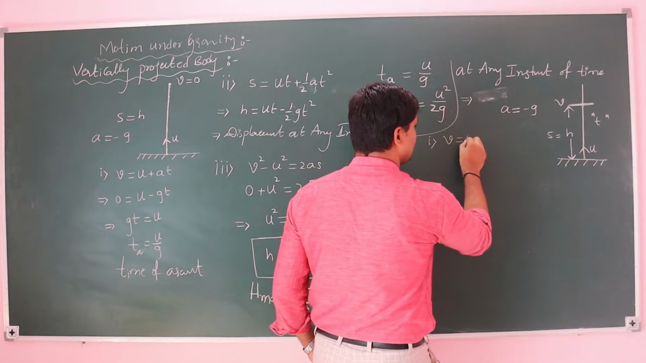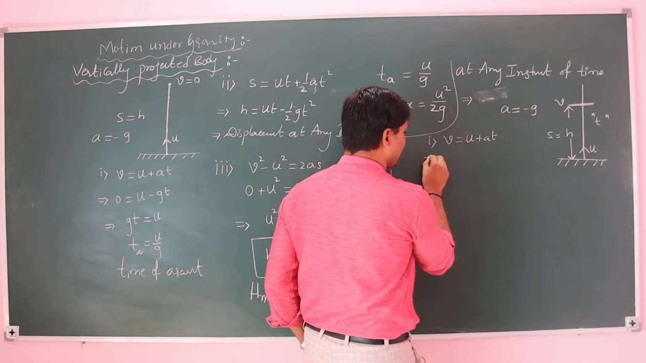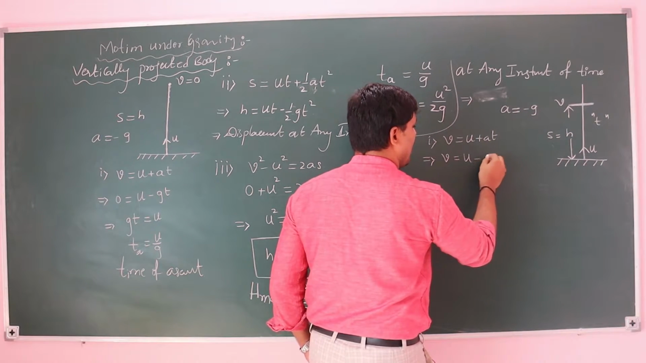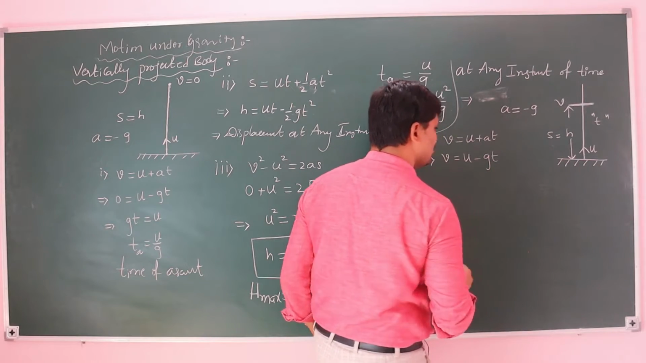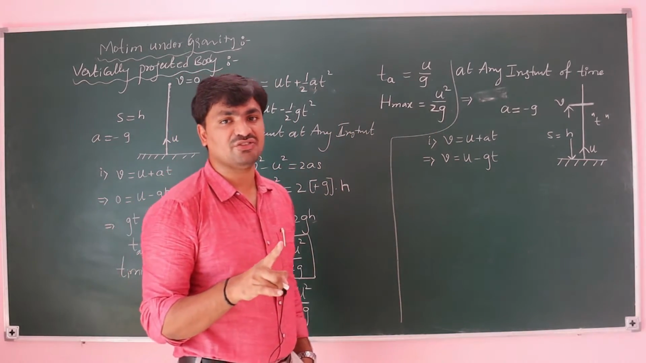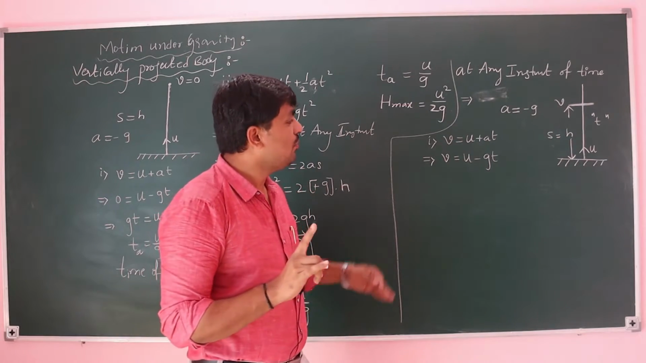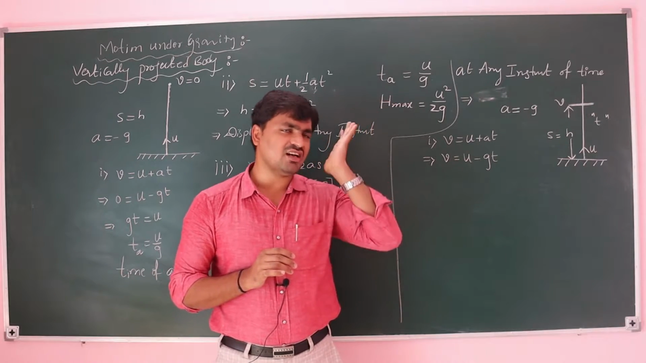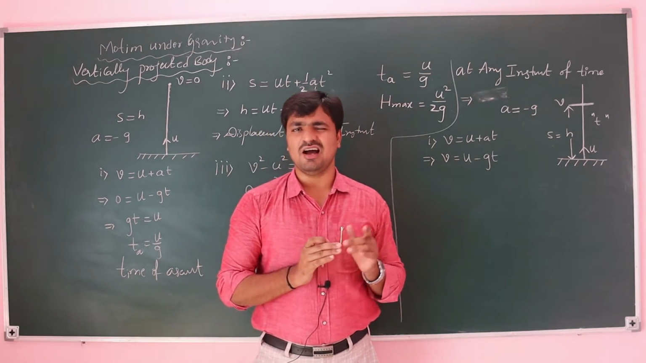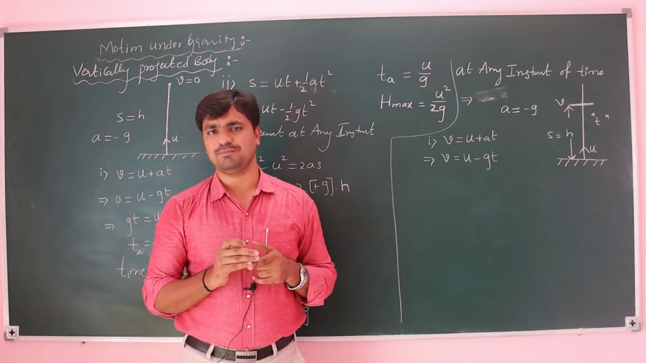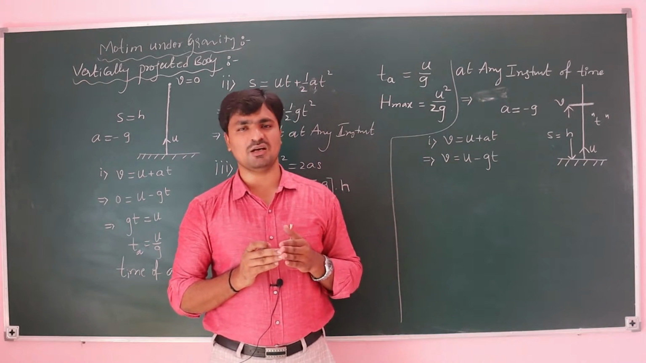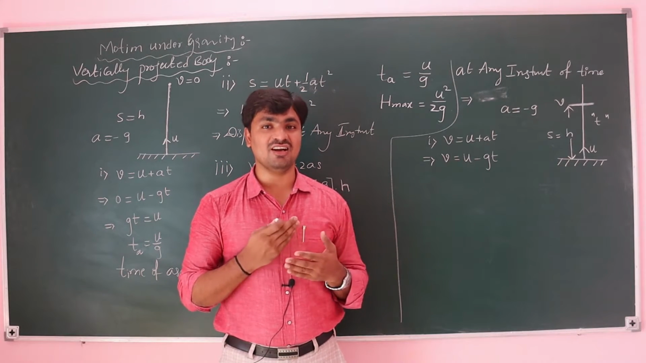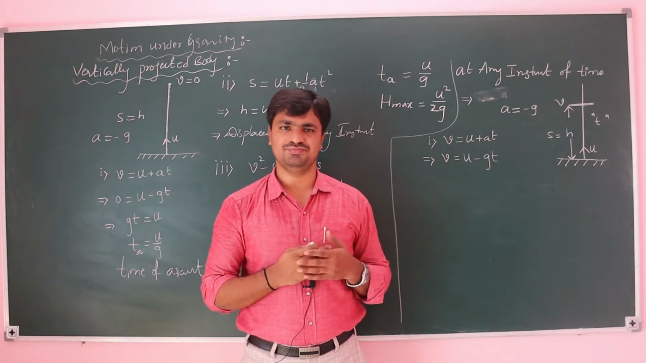First expression, v is equal to u plus at. Here v is equal to u minus gt. So this is the velocity at any instant of time after t seconds. For example, when can we use this expression? A body is projected with a velocity of 10 meter per second. After 1 second, what about its velocity? If you get this kind of question, then you have to solve it like this.